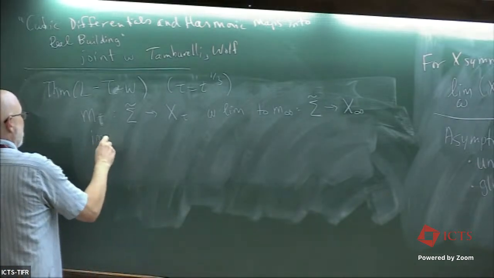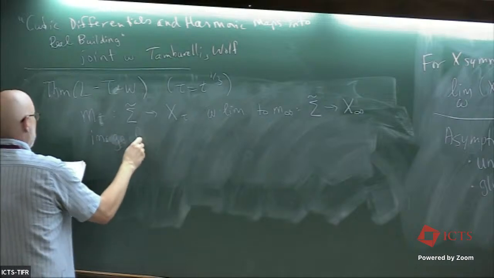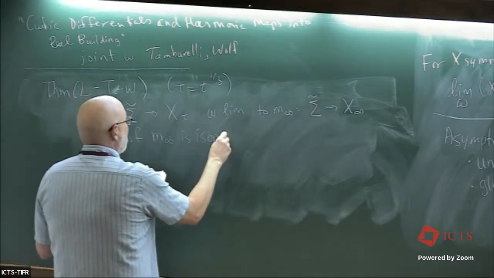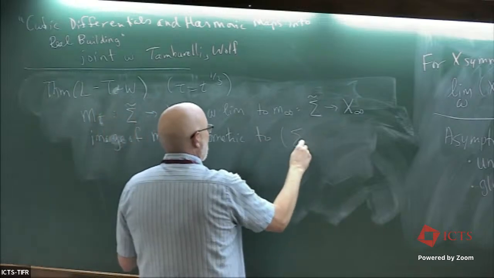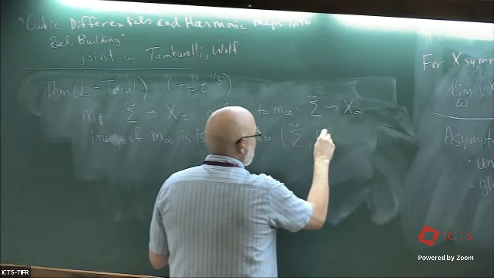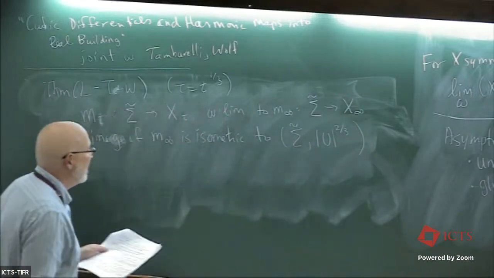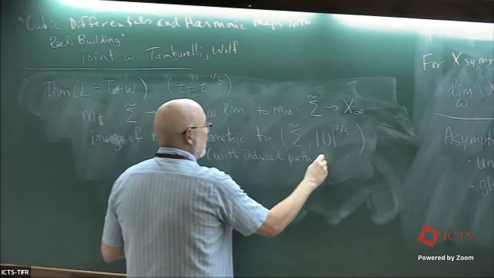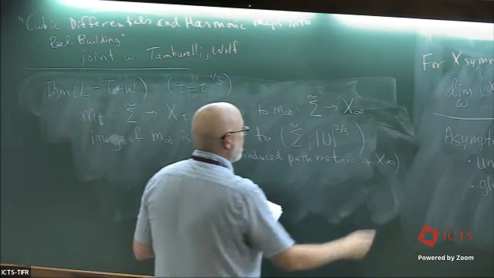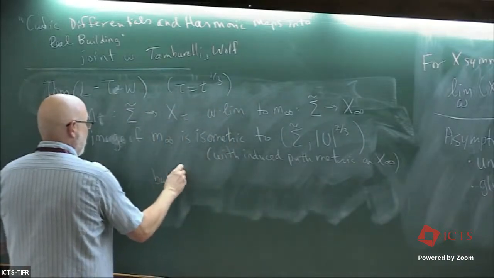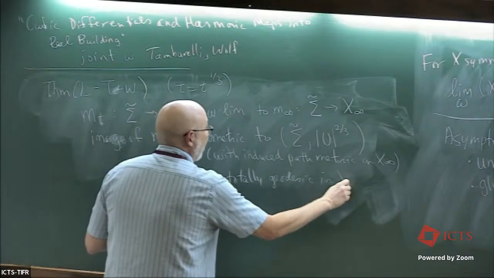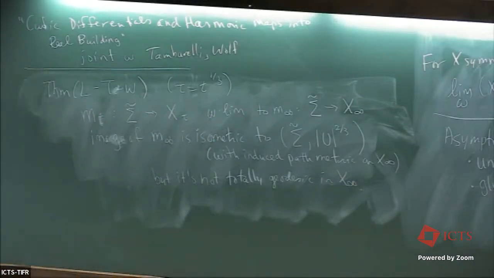And so the image of m infinity is isometric to, on the universal cover, a singular Riemannian metric that we make out of the cubic differential. This is with the induced path metric on x infinity, but it's not totally geodesic. Okay? Okay. Is isometric to this. All right.